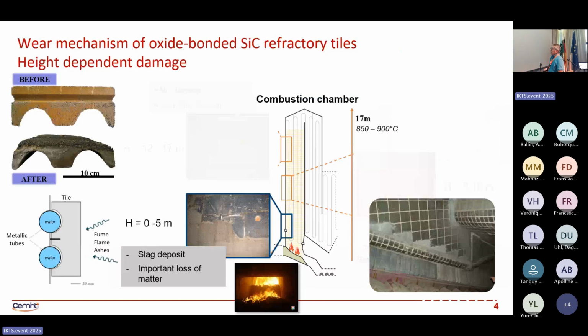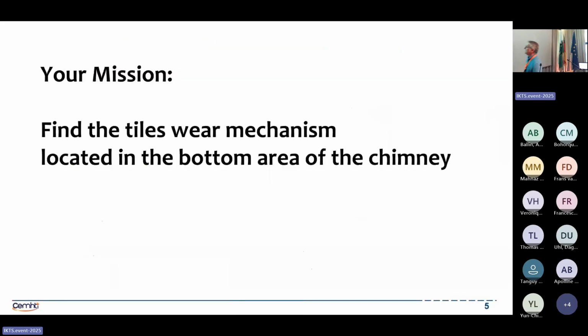Okay. So when we have such a study, the first step is to elaborate the diagnostic. If you go to the doctor, what you expect is first, he's able to say exactly what you have. Okay. This is what you will have to do now. Your mission, not mine, your mission is to find the tiles wear mechanism located in the bottom of this facility.